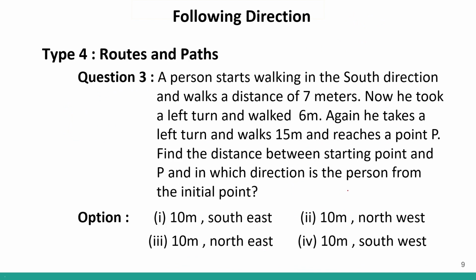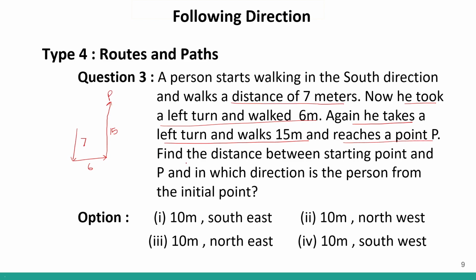Now, a person starts walking in the south direction and walks a distance of 7 meters. So south, distance 7 meters. Then he took a left turn and walked 6 meters. So left will be which direction? This direction, 6 meters. Again he takes a left turn and walks 15 meters. So in this direction, how much are we walking? 15 meters. And he reaches a point P. So this is point P.